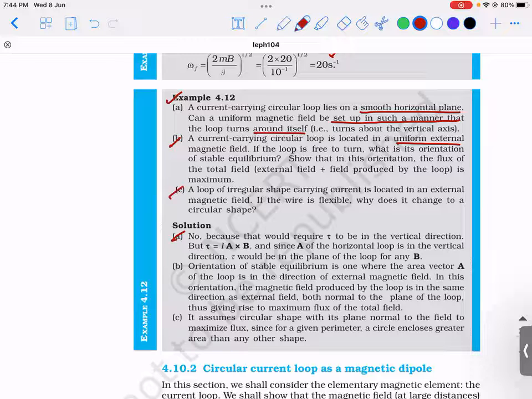A loop of irregular shape carrying a current is located in an external magnetic field. If the wire is flexible, why does it change to a circular shape? So this also has something to do with flux. So let's not try to answer it.